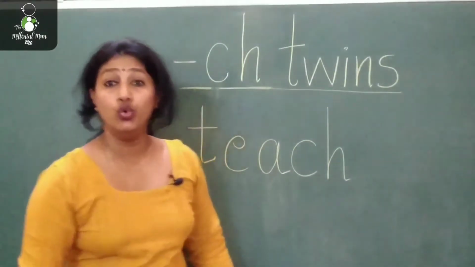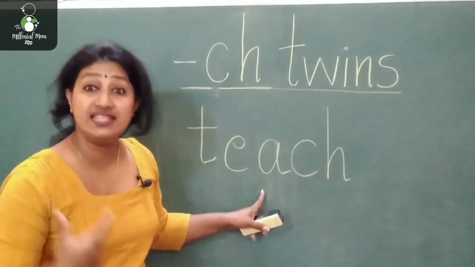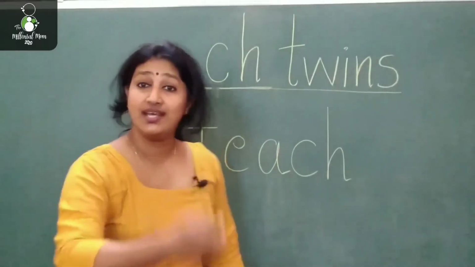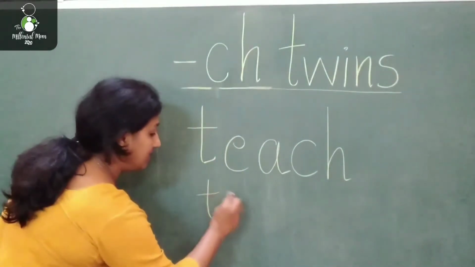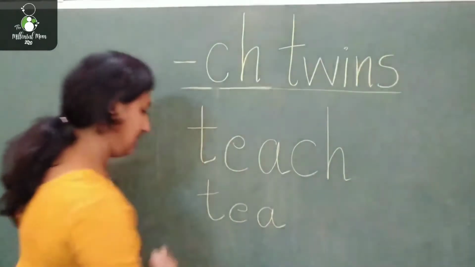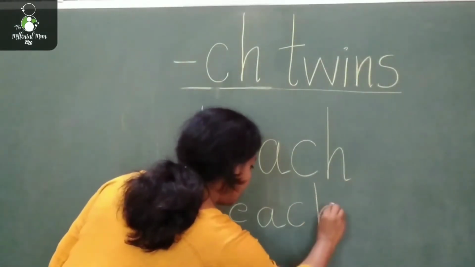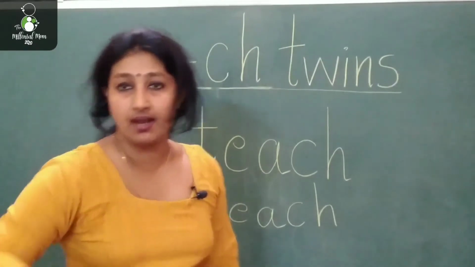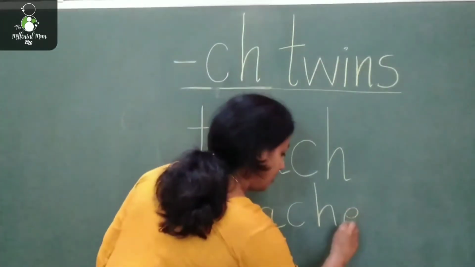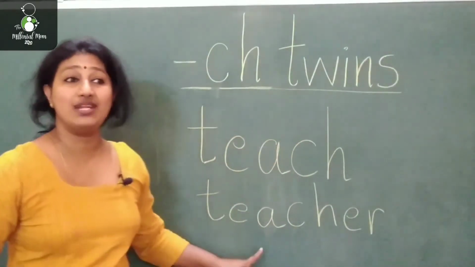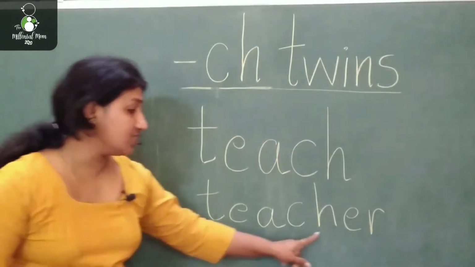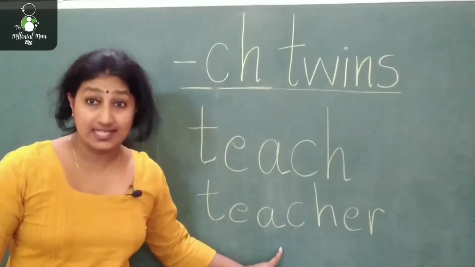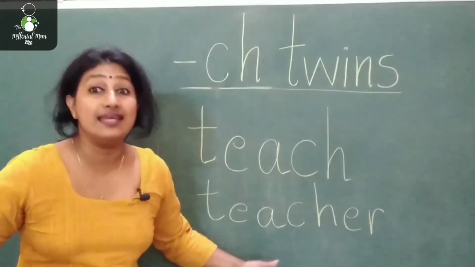Now how will you write the spelling? Teacher. Teacher. Who will do the teaching? The teacher teaches. So now it is very easy for you to build the word teacher. First you will have to write the word teach. T-E-A-T-C-H. Teach. And teach in the code R. See, now I have written the word teacher. Teacher. So this is how you write the spelling of teacher in the easy way.